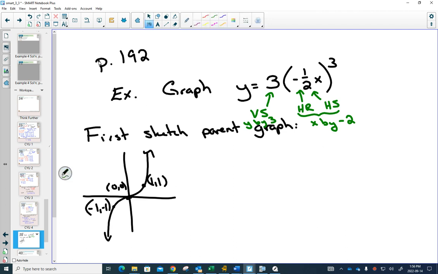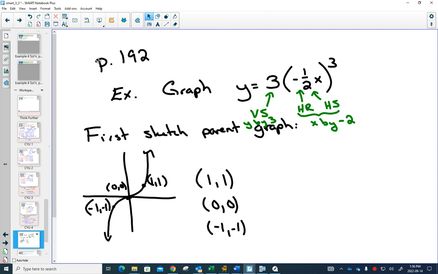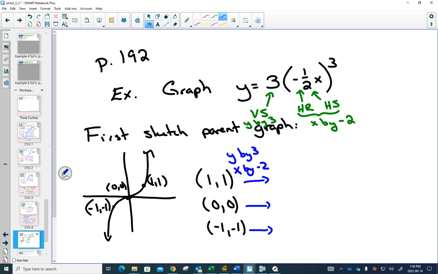What does our algebra look like? Well, we're going to take (1, 1), (0, 0), and (-1, -1). We're going to multiply our y values by 3 and our x values by negative 2. So we get (-2, 3), (0, 0), and positive 2, negative 3.